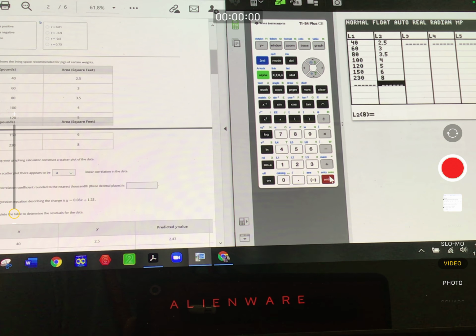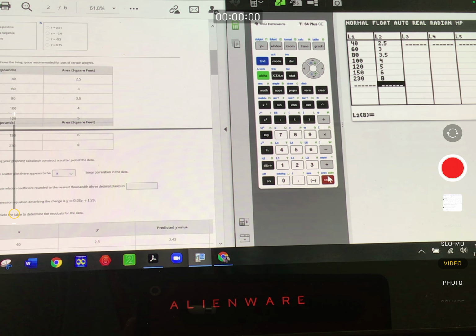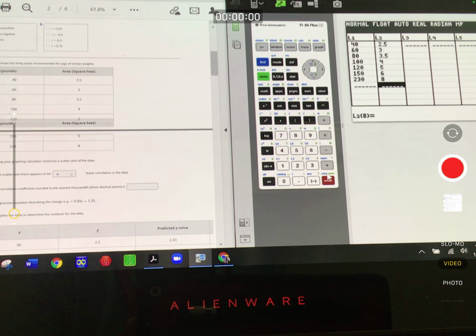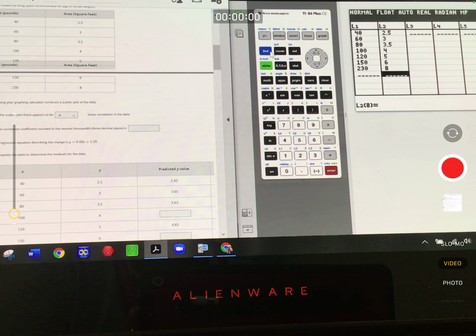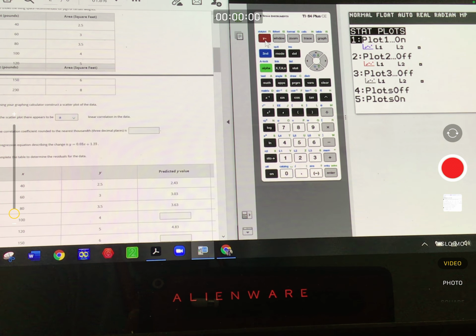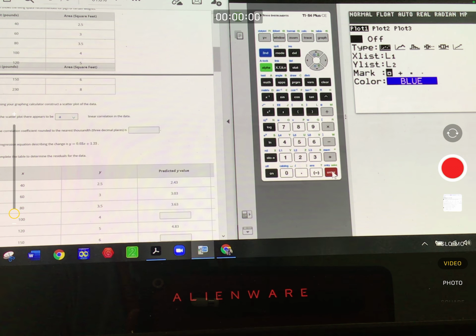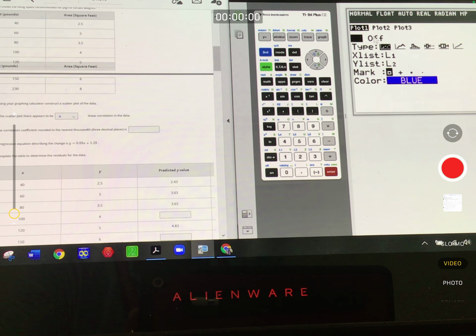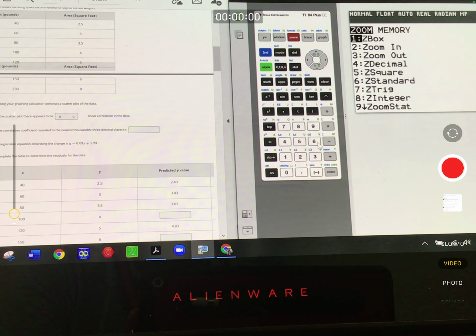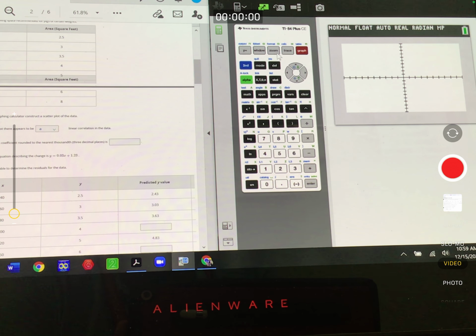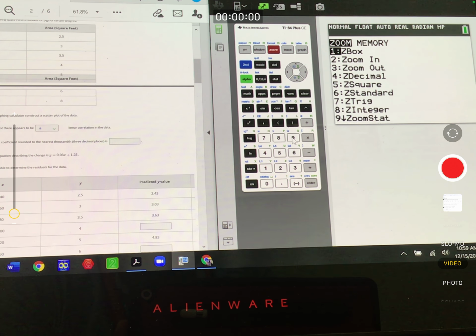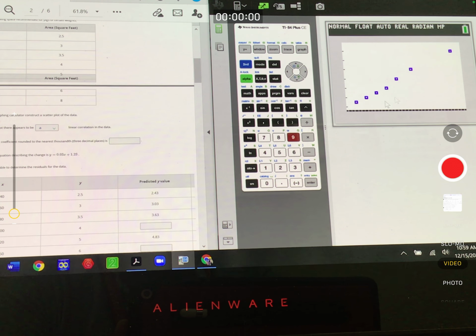Make sure you get your data plugged in correctly. I'm going to check mine real quick. It's easy to make a mistake. That all looks good. Now, the first question says to determine what the scatter plot is doing. To do the scatter plot, I hit second, y equals. Make sure plot 1 is on. To turn it on, hit enter twice. Off should go from being dark to white. Hit graph. To show the data, hit zoom, option 9, zoom stat. It reconfigures your window, and there you go.